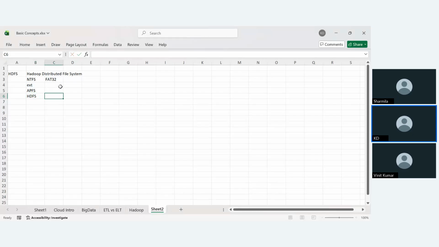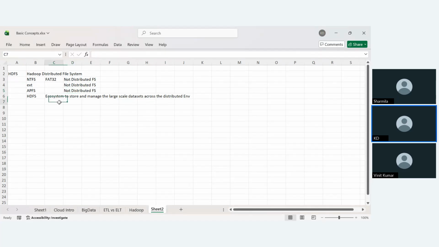So the HDFS file system is basically an ecosystem to store and manage large scale data sets across the distributed environment. NTFS, FAT32, ext, APFS, these are not distributed file systems. HDFS works under the distributed file system. So this is the one thing.